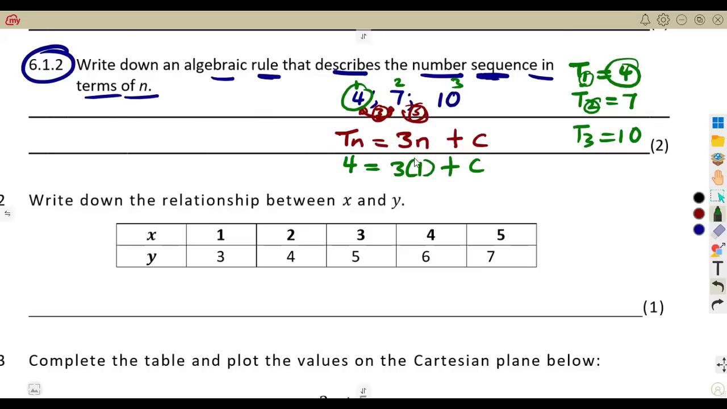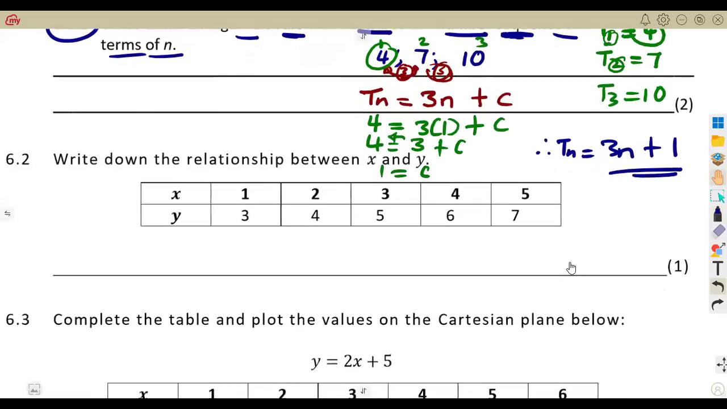So you can find the value of C. It's an equation that you have now, where you can solve for what? For C. So 4 is equal to 3 times 1, that is 3, plus C. Take this 3 to the other side. 4 minus 3, that's 1, is equal to C. So therefore, our Tn is equal to 3n plus C, which is our C is what? Our C is 1. So that is what we simply needed from there.